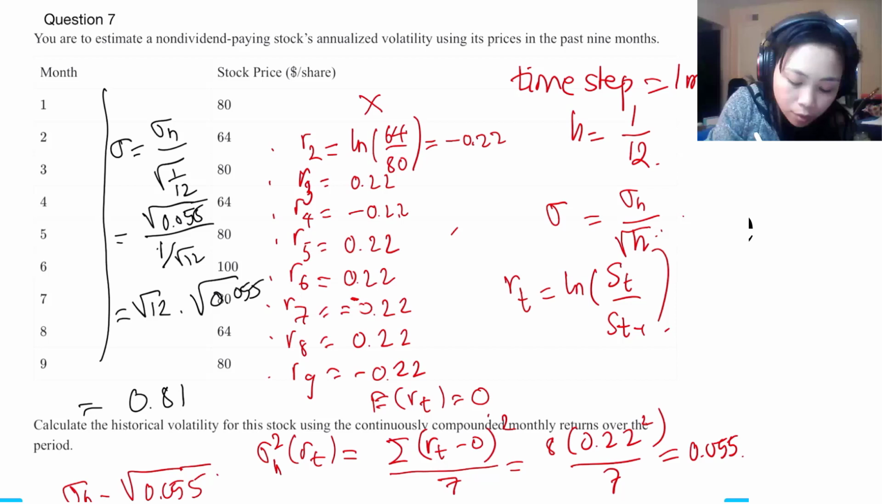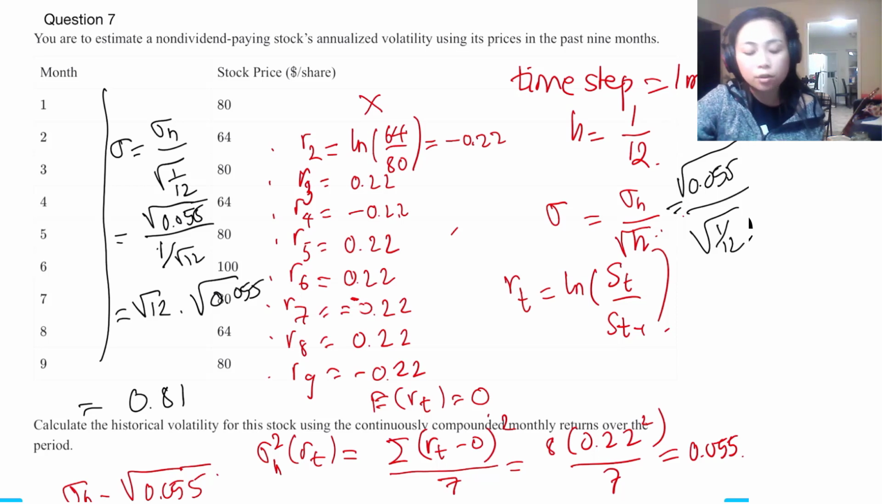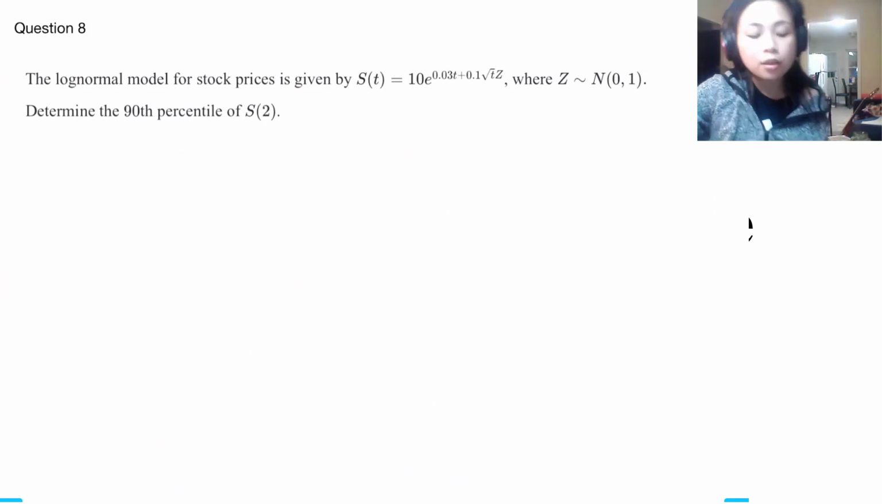Alright, so before we do anything, we have to write out the formula for S of 2, right? Given S of t, we have S of 2 is 10 e to the 0.03 times 2 plus 0.1 square root of 2 times z, right? And so in order to find the 90th percentile of S of 2, we have to first find the 90th percentile of z, right?